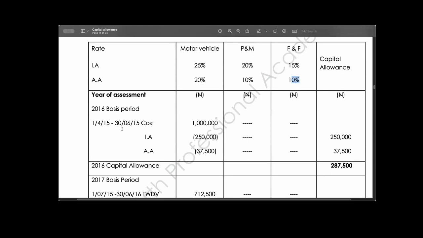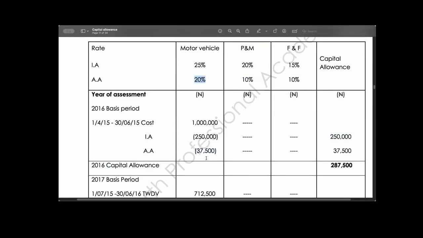And that is why it's not up to 12 months. I'll count from April, May, June. That is 3 over 12. Multiply. So we've gotten this to be. To get our initial allowance, we've gotten that, which is 25% of cost. What I'm explaining now is how we got this annual allowance. So that will be 1 million minus 250 divided by how many years this is supposed to be used? 5 years, divided by five.